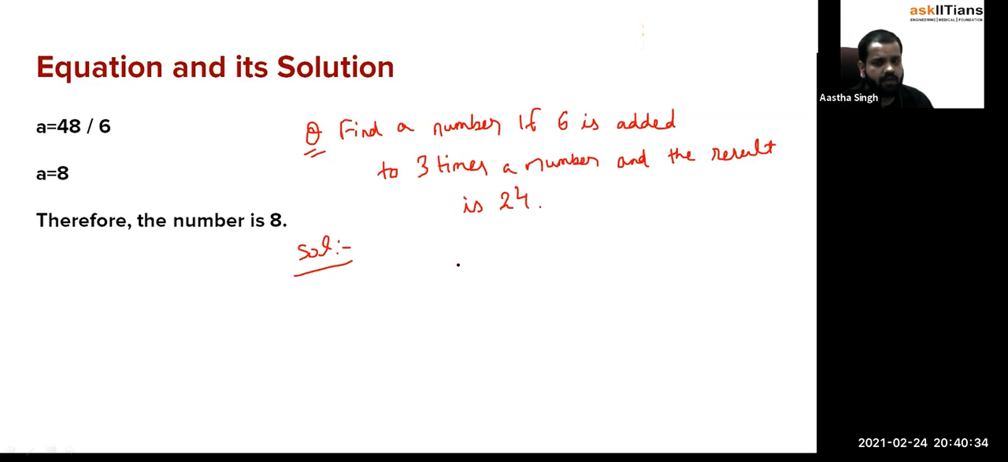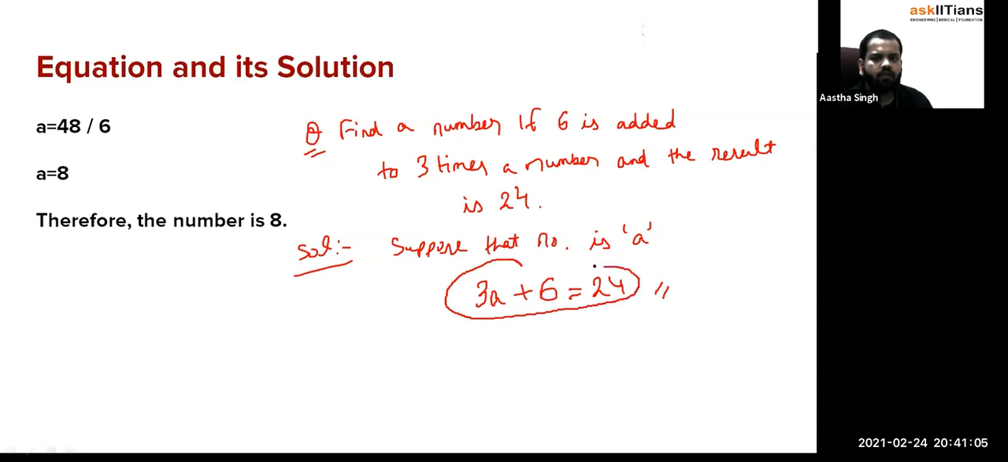If 6 is added to 3 times the number, suppose that number is A. So 3 times the number will be 3A, and you have added 6 to that and the result is 24. So basically this is the equation which you have to form from the words written in the question. Basically it is a word problem, right? Find a number if 6 is added to 3 times a number and the result is 24.